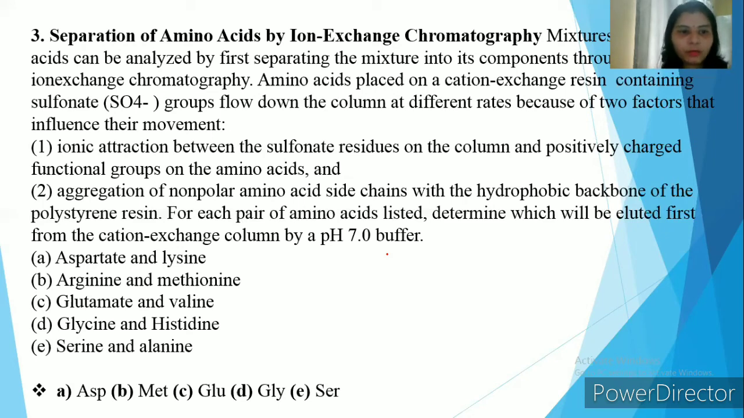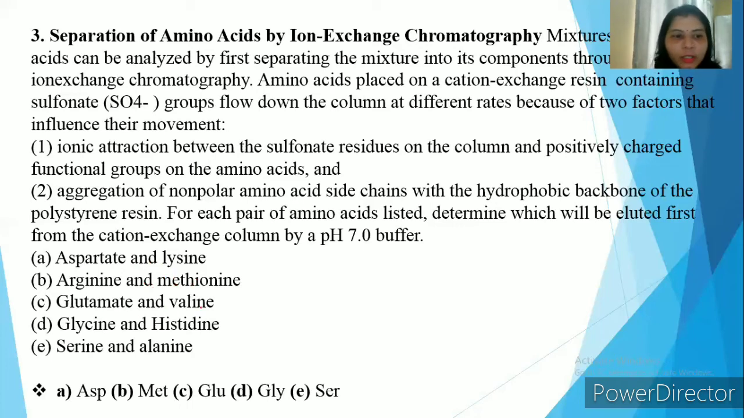Now from these pairs of amino acids, the first is aspartate and lysine. Aspartate is a polar uncharged R group and lysine is a non-polar aliphatic group. So aspartate elutes first. Then arginine and methionine. Arginine is a positively charged R group and methionine is a non-polar R group. So methionine elutes first.